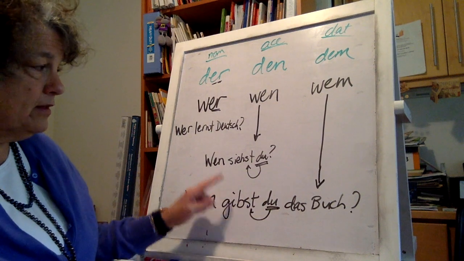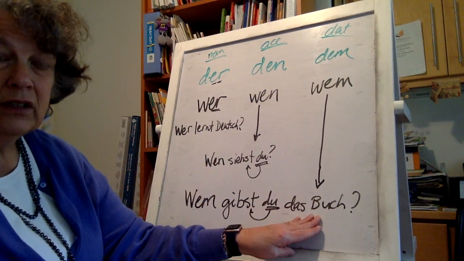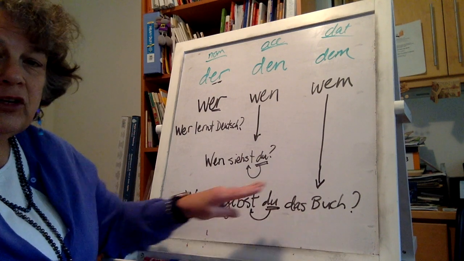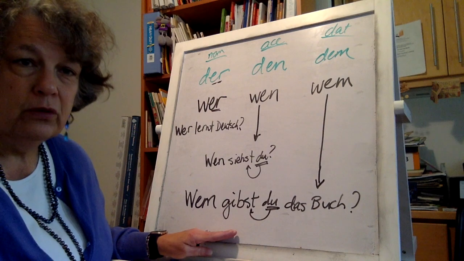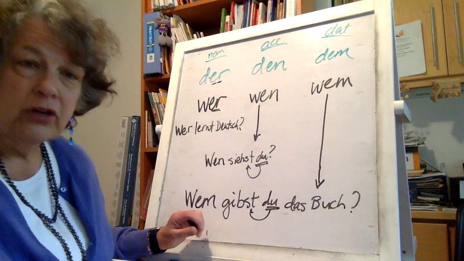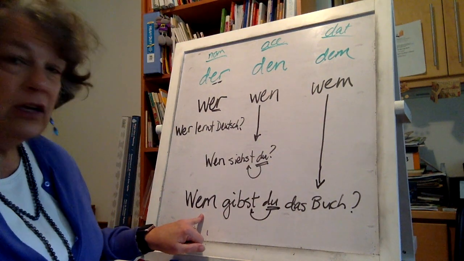You're not giving somebody or something to the book. So this has to be in the accusative. So it's not dem Buch, it's das Buch. And you want to know who you're giving it to. Are you giving it to your mom or your dad? Your sister or your brother? Your grandma or your German teacher? Right? So then this is going to be to whom.